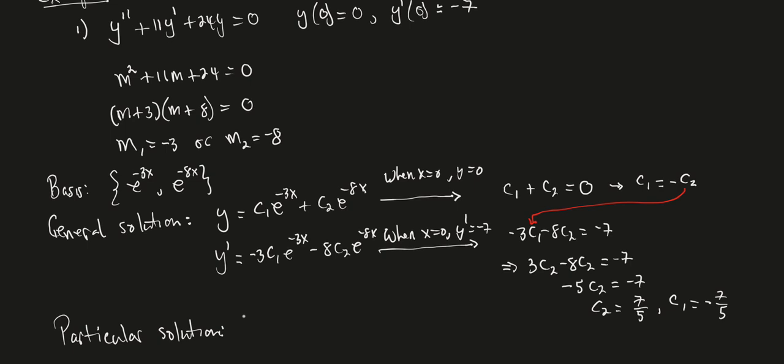And in this case, just plug your C1 back here, plug your C2 back here, and then in fact, I'll write it very formally. So our function y of x is negative 7/5 e to the negative 3x, plus 7/5 e to the negative 8x, right? And that's our solution.